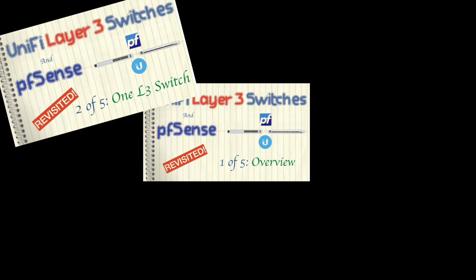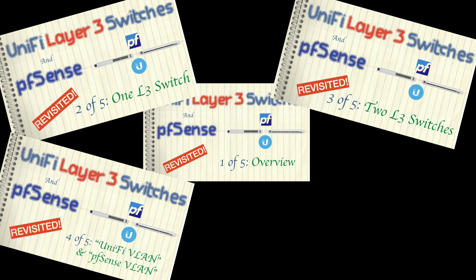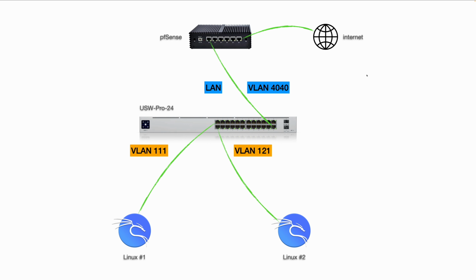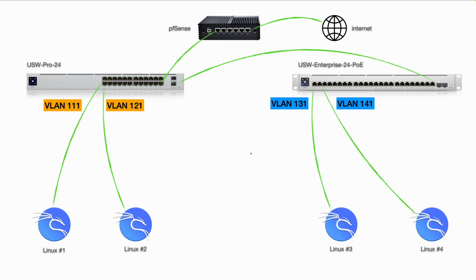This is the third video of the series about pfSense and UniFi Layer 3 switches. In the previous video, we discussed the simple scenario where you only have one UniFi Layer 3 switch in your pfSense setup. In this video, we will look into a two-switch setup to see what configurations are required to make them work as Layer 3 switches.